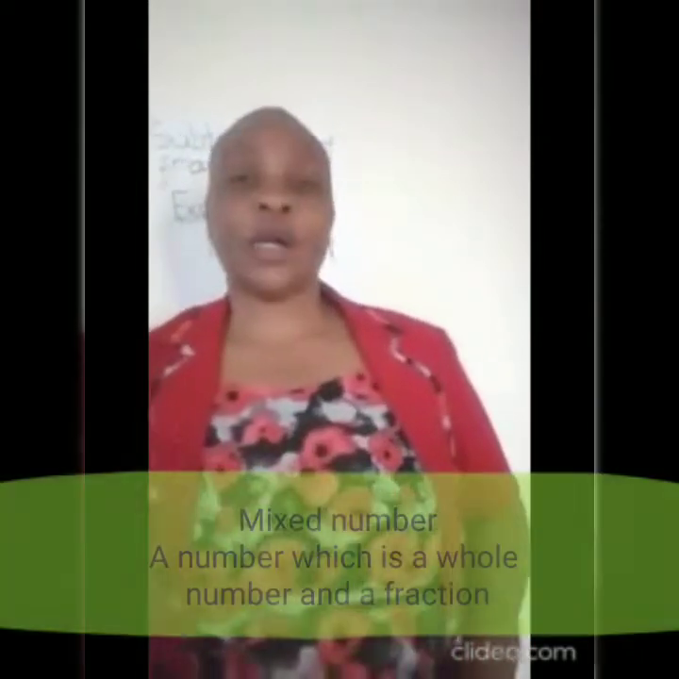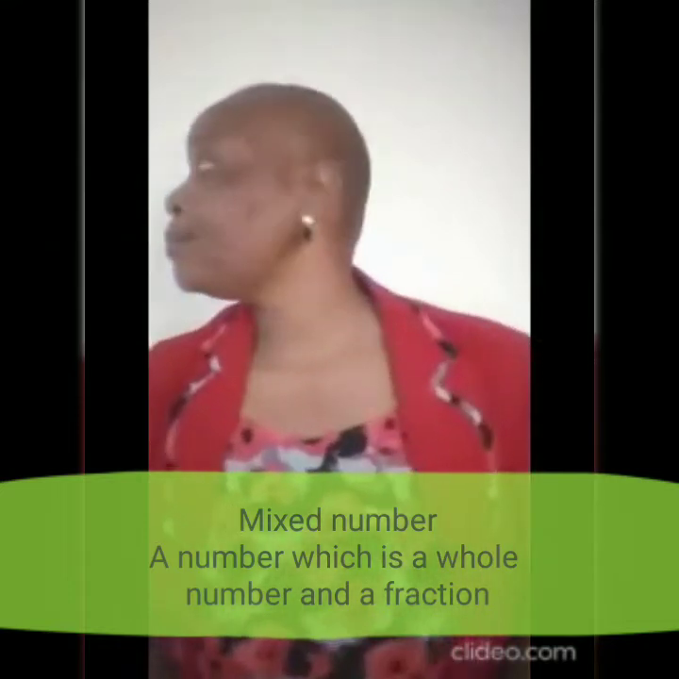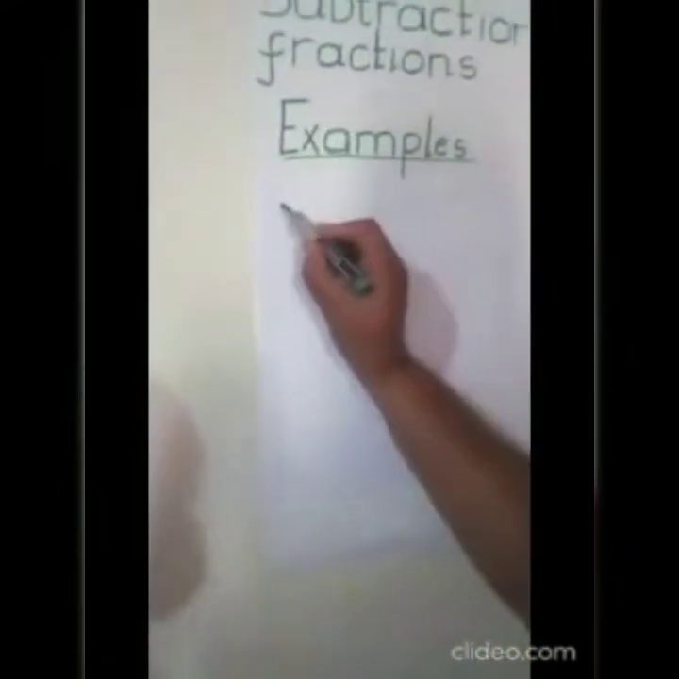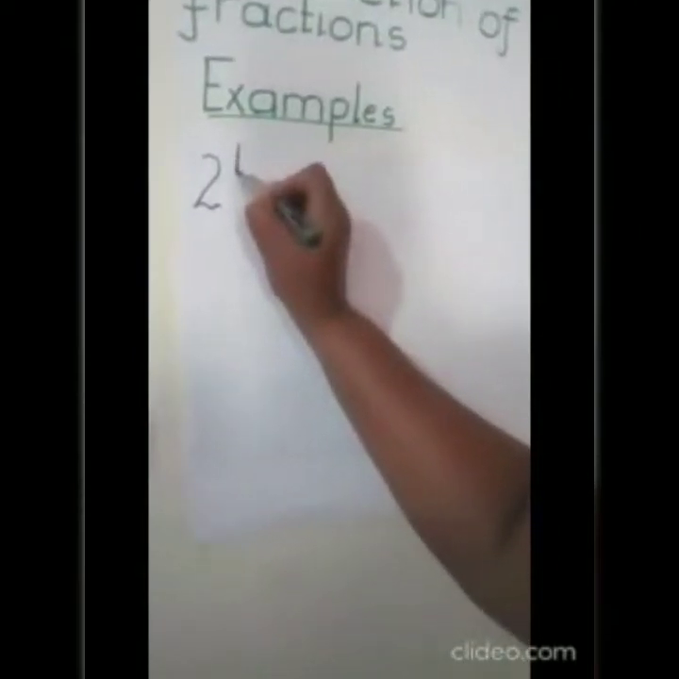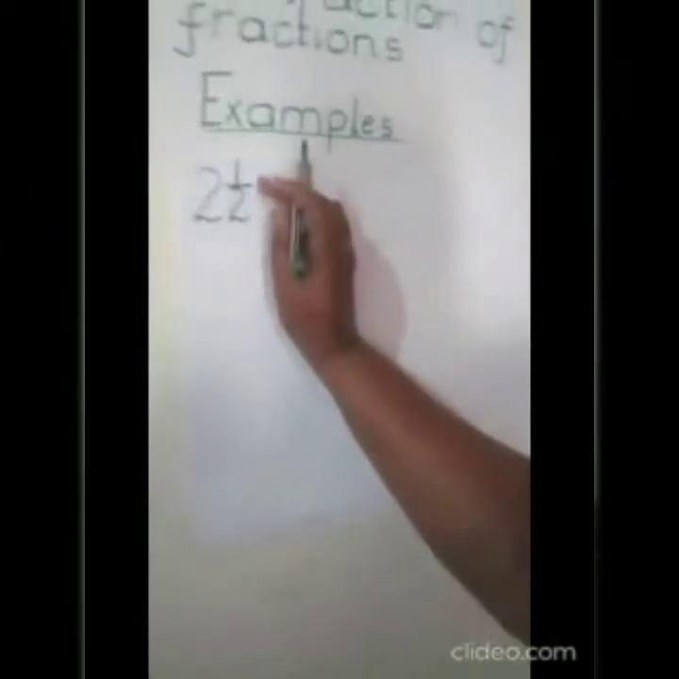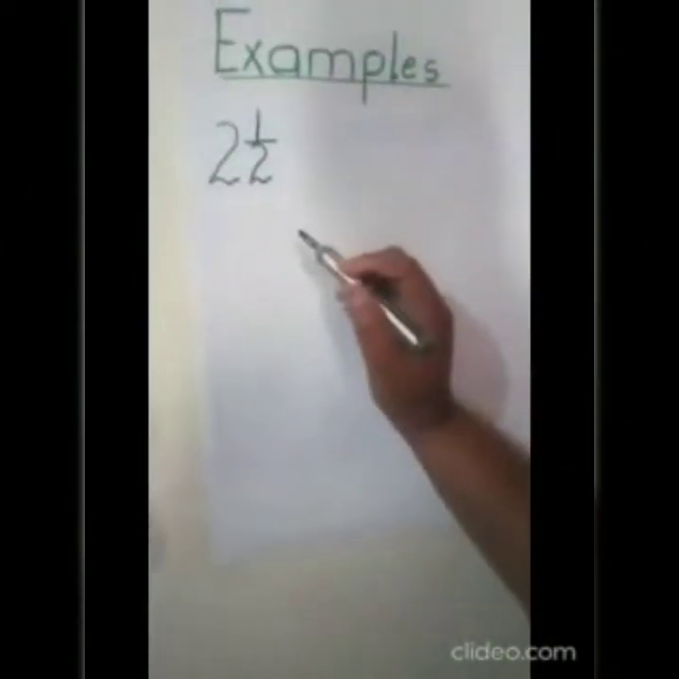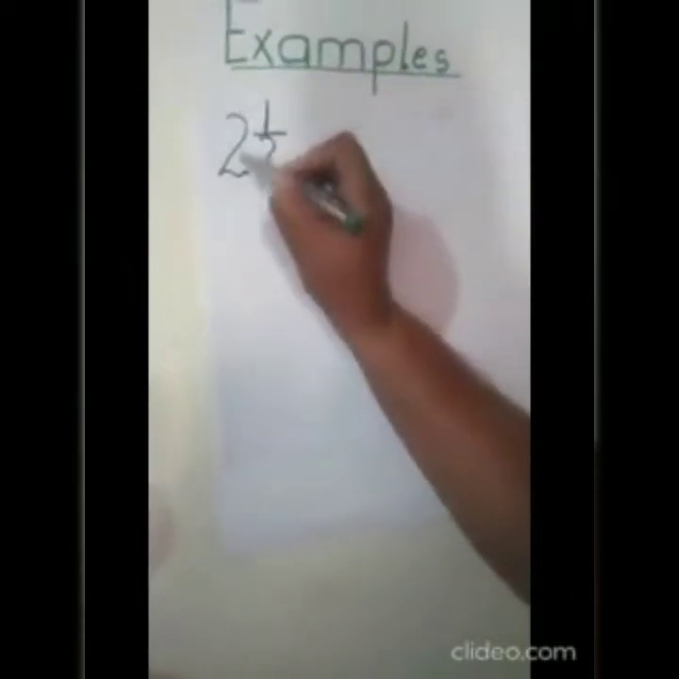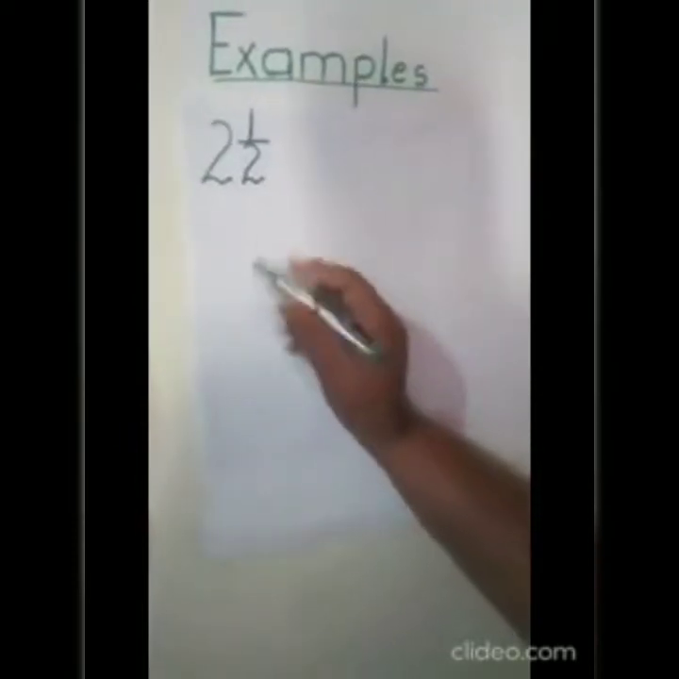By the way, what is a mixed number? A mixed number is a fraction which is a combination of a whole number and a fraction. For example, 2 and 1/2. This is an example of a mixed number. Remember, I said it's a combination of a whole number and a fraction. The 2 is our whole number and 1/2 or half is our fraction.